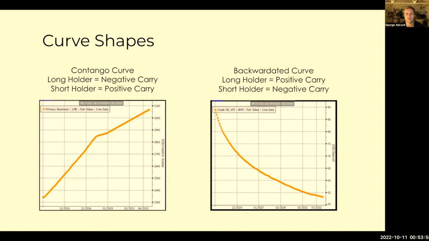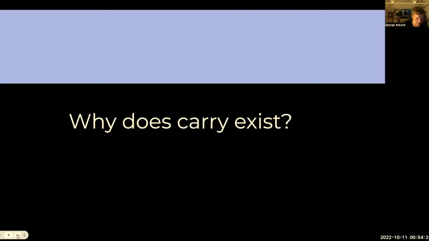We call this curve a contango. Generally, if you're owning this asset, you're having to pay negative carry because you're having to pay tomorrow's cost all the time. And if you're short this asset, you're going to be receiving carry. Backwardations are the opposite. They will reward the long holder and you'll pay carry as a short holder. And I'll go a little bit into why these exist in a sec, if I can change the slide. Okay.